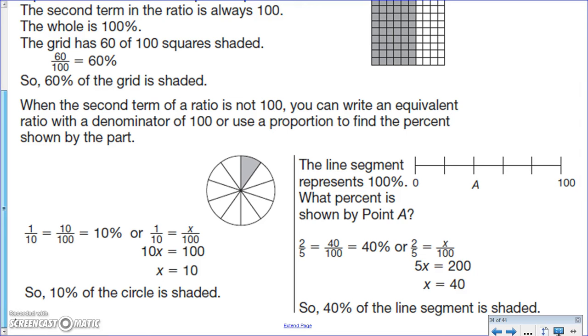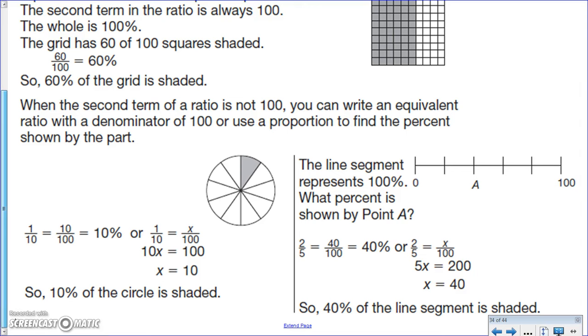Then they cross-multiplied, so they multiplied the 100 times 1 and put it on the right. Then they did the 10 times the x and put it on the left. Then they divided both sides by 10, which got us x equals 10. We will be learning more about how to do that as we get into solving equations, but it's also a method you can try now if you feel comfortable with it.